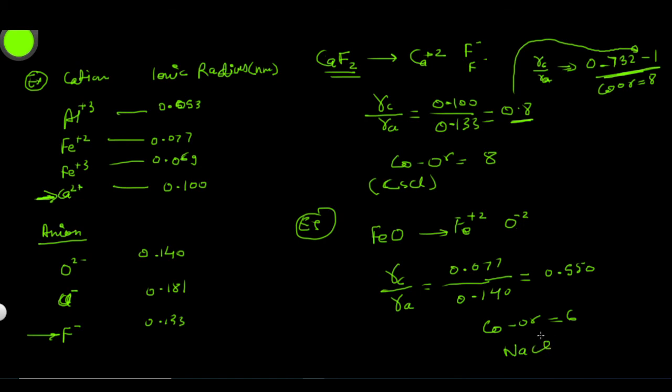Okay, as the radius of cation versus radius of anion value varies between 0.414 to 0.732, the coordination number will be 6, and the value 0.55 lies between these values, so coordination number is 6.